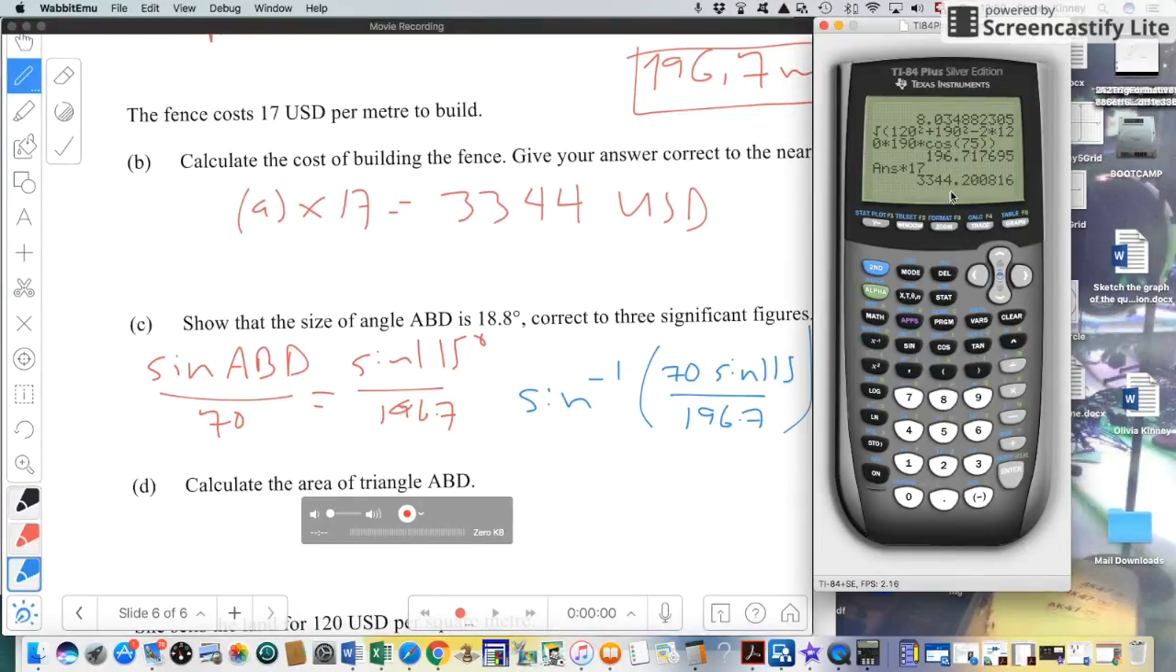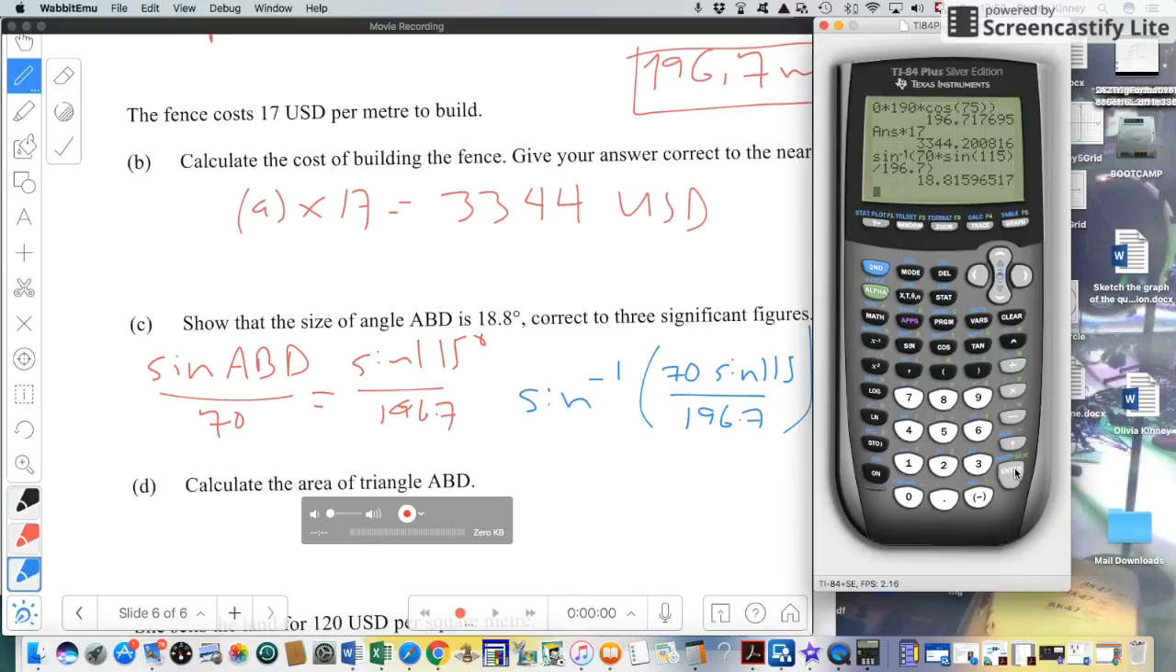Okay, put that in the calculator. Again, I'm going to use the second key to get the inverse sine, and then I'm just going to do 70 times sine 115. And I'm going to close the brackets here because I want to divide that product by 196.7. Close it again and find the angle. 18.8. Nice. Okay, so that's how I would show that the size is that angle.